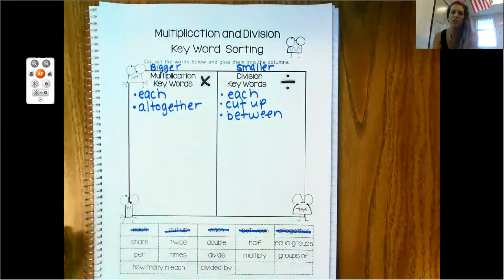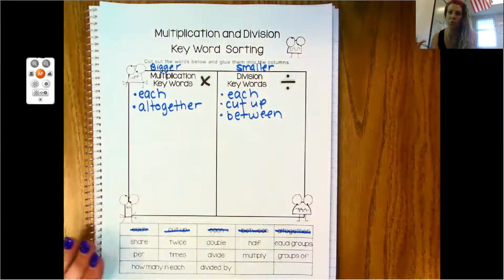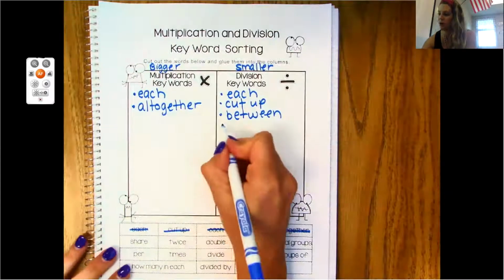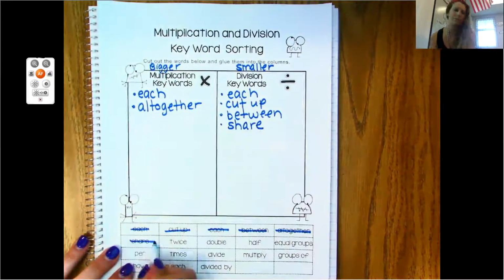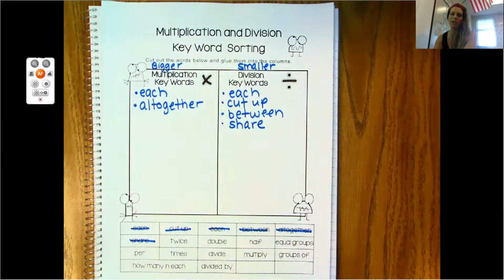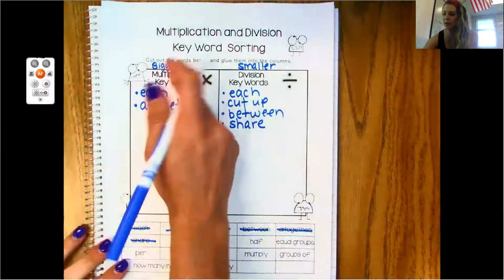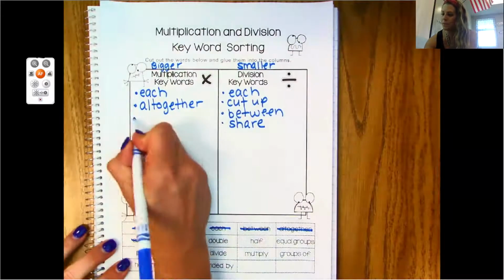What about share? If you're sharing something, you're putting them into groups, right? So you're going to start with something big and you're going to share them and it's going to get smaller. So you are dividing. Okay. What about twice? If you double something, that's the same as twice, right? So it's making it bigger. So you're going to be multiplying.